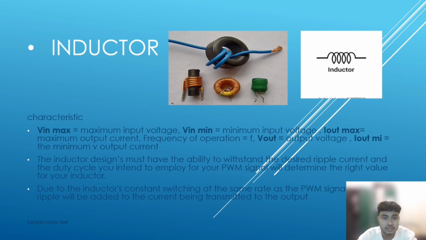So we have the inductor. For the characteristics, we must have maximum input voltage, minimum input voltage, maximum output current, frequency of operation, output voltage, and the minimum output current. The inductor design must have the ability to withstand the desired ripple current, and the duty cycle you intend to apply for your PWM signal will determine the right value for the inductor. Due to the inductor constantly switching at the same rate as the PWM signal, ripple will be added to the current being transmitted to the output.